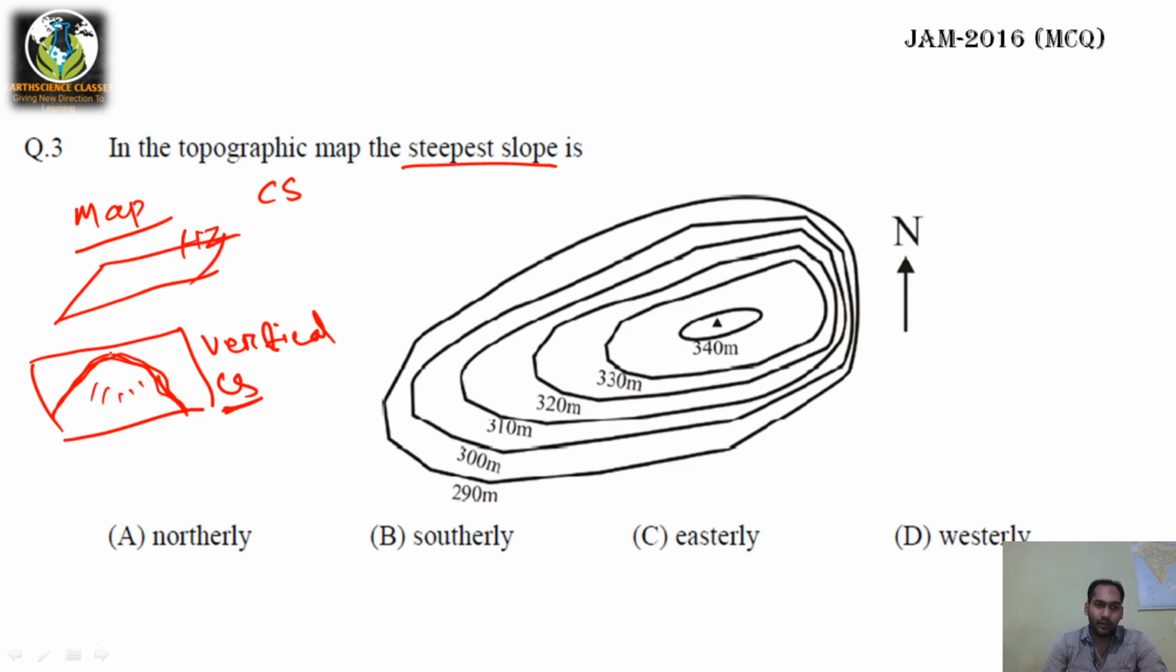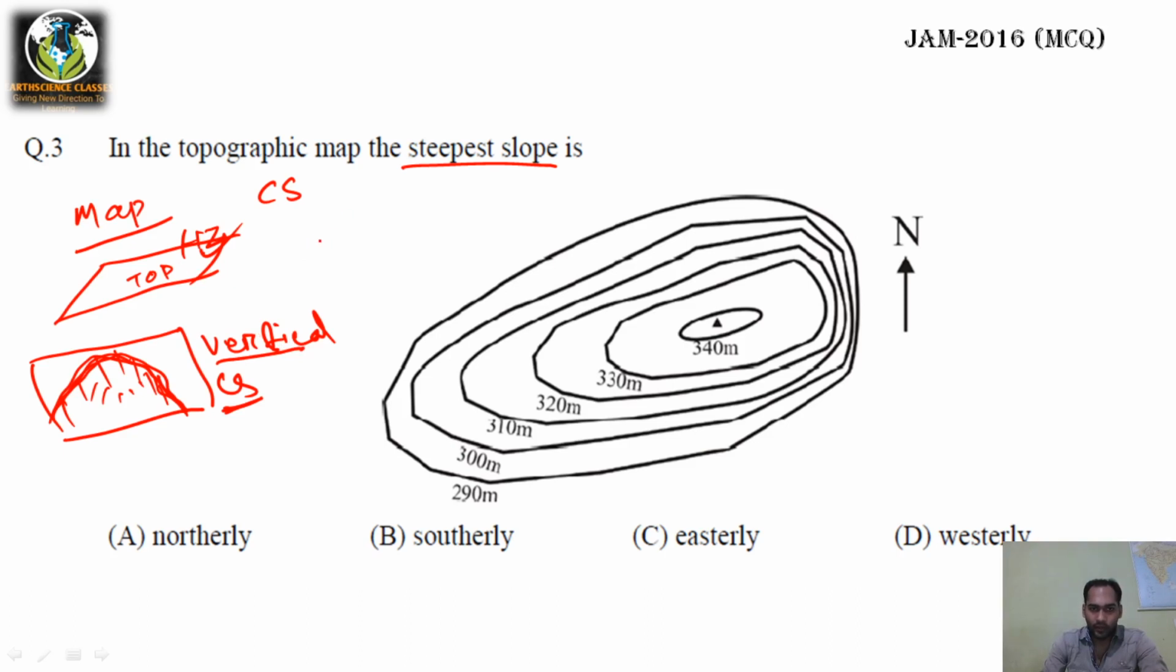That means you are watching from the top of the feature. So you cannot measure the height of the mountain. So the map is basically your horizontal view, and cross section is your vertical or transverse section. This is a vertical plane. Map means it is a horizontal plane.